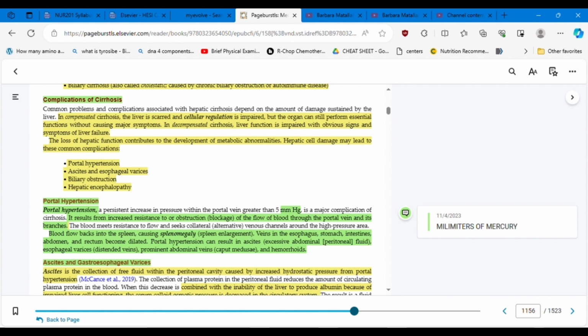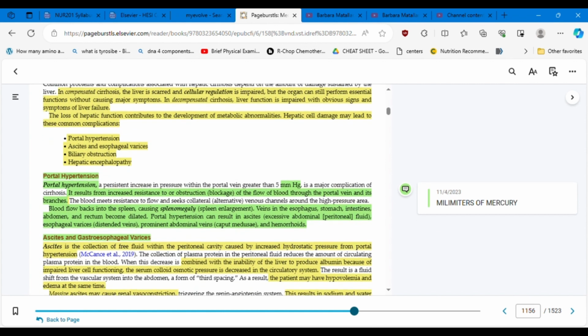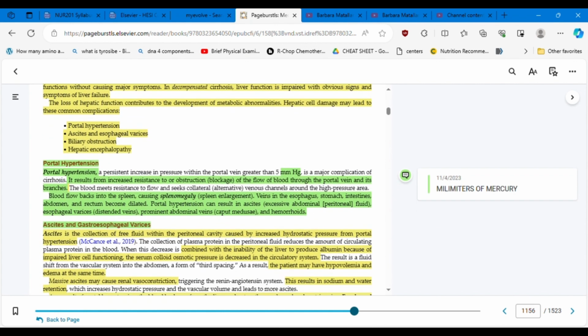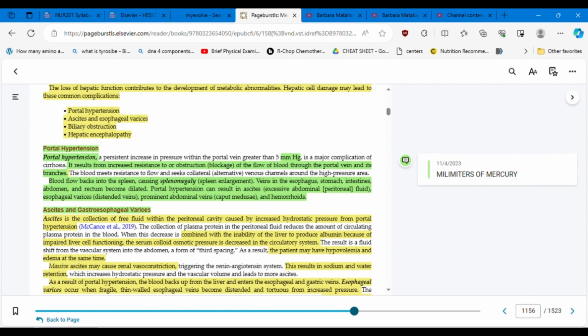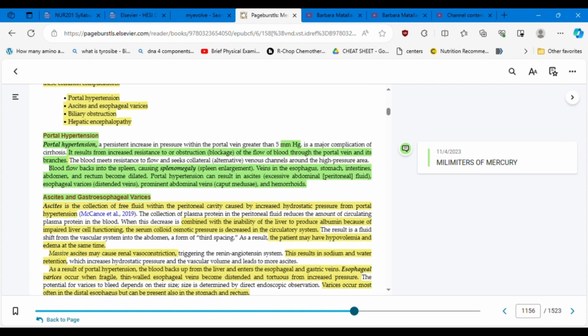In decompensated cirrhosis, liver function is impaired with obvious signs and symptoms of liver failure. The loss of hepatic function contributes to the development of metabolic abnormalities. Hepatic cell damage may lead to these common complications: portal hypertension, ascites and esophageal varices, biliary obstruction, hepatic encephalopathy. Portal hypertension.